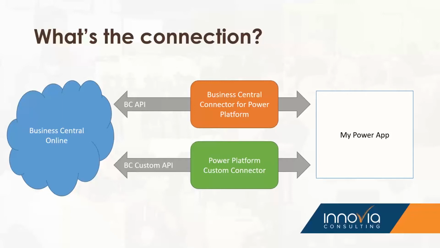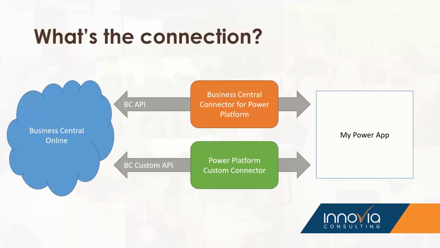So on the top, looking at the BC API or the BC stock API, that utilizes the Business Central connector for Power Platform. So this is that connector that Microsoft built specifically for Business Central that you can utilize in Power Apps and really need to do nothing else. The limitation with that is it only works with the stock Business Central APIs.